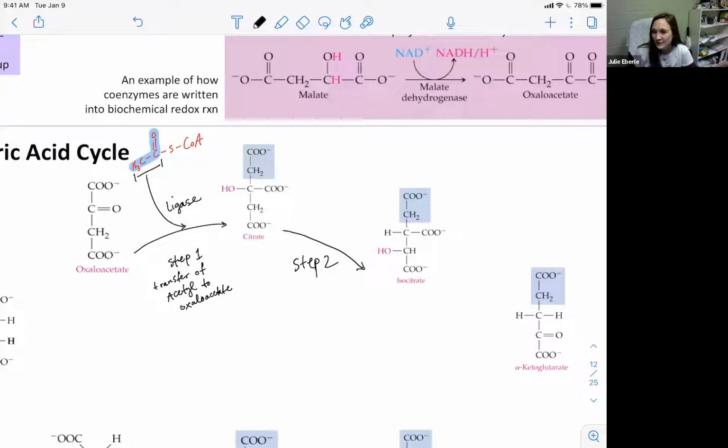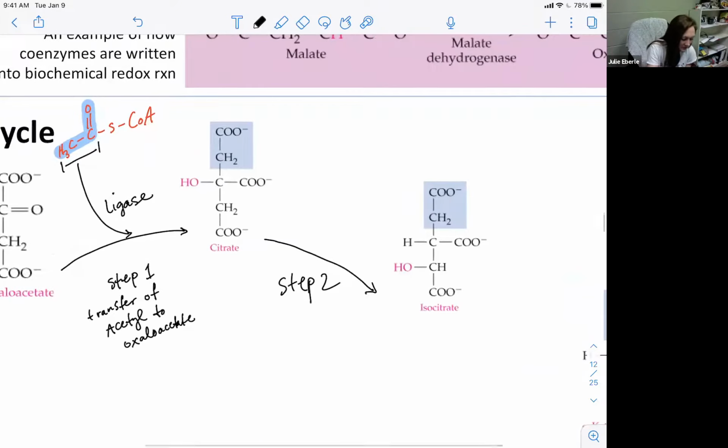Isocitrate is a what to citrate? If it has all the same atoms, but they're just connected differently. I think Abby mouthed it. Isomer. It's an isomer. Okay, so what kind of enzyme would do this step? I think Claire said it, isomerase. Okay, this is done by an isomerase.